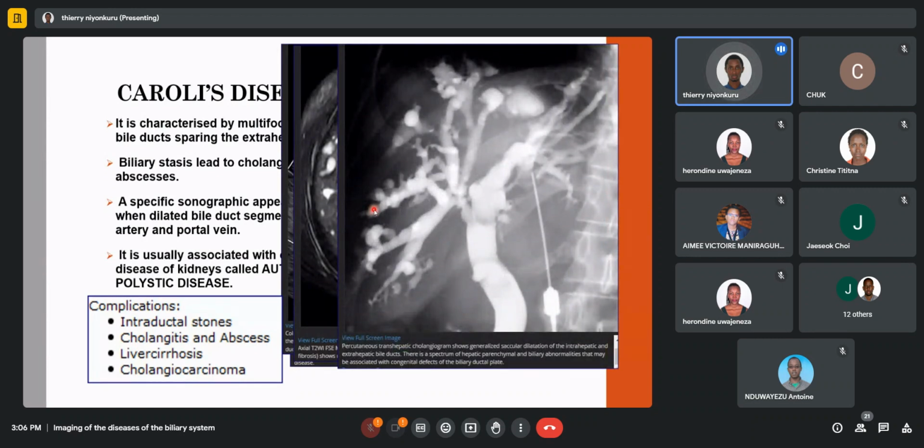On percutaneous transhepatic cholangiogram, we can see a generalized dilatation of the intrahepatic bile ducts, continuing to the extrahepatic bile duct, where you can visualize dilatation as well. If this happens in severe form, it will also affect the liver parenchyma, where the patient can have hepatic fibrosis in a patient born with the defect.